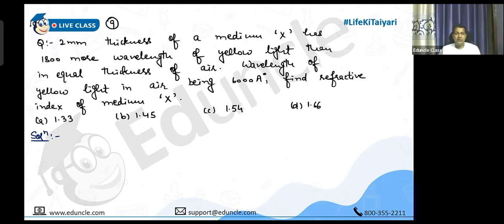It means the wavelength of yellow light in 2 mm thickness of the medium is 1800 more as compared to the wavelength in the equally thick air. It should be the number of waves. It has 1800 more wavelengths of yellow light. Yeah, that is also equally. It means 1800 more waves are there, because one wavelength means one wave. So such 1800 more cycles are there.